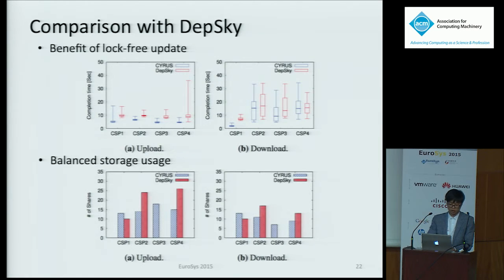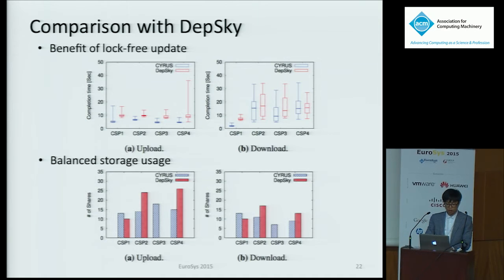We refer to this study. DepSky uses the file-based RAG that I explained before. We analyzed the upload and download performance for each CSP. You can see that due to the overhead of the random backup and additional requests, DepSky spends more time and shows longer latency. But CYRUS is faster for every CSP.